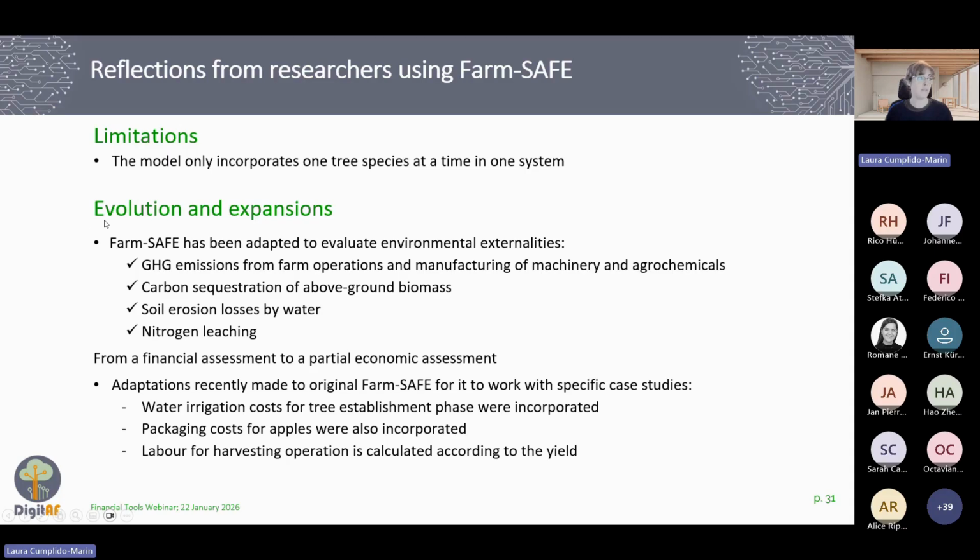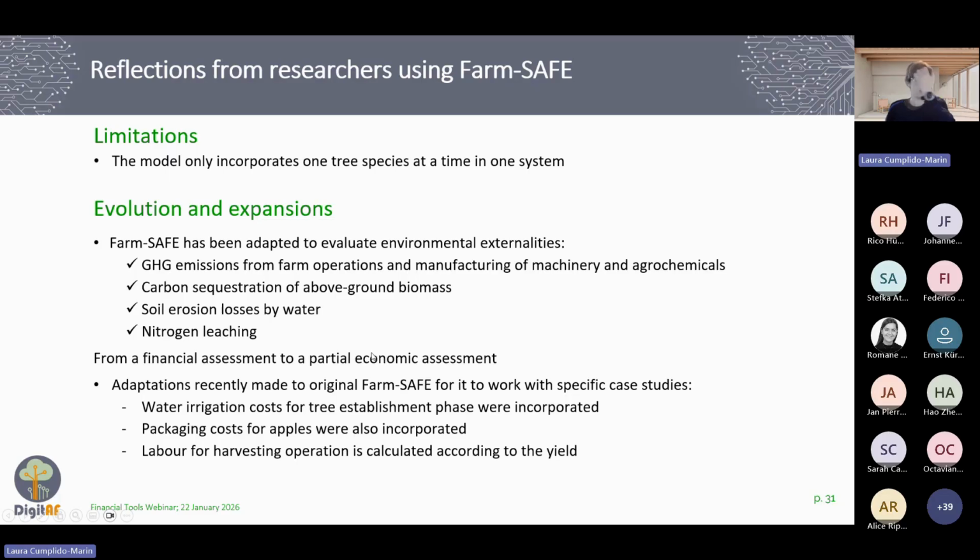And in terms of the evolution of FarmSafe and its expansions, because my colleagues have been working on it for so many years, FarmSafe has been adapted to evaluate environmental externalities, among them greenhouse gas emissions for farm operations and manufacturing of machinery and agrochemicals, carbon sequestration for above ground biomass, soil erosion losses by water, and nitrogen leaching. So by doing so, the model has become a partial economic assessment. It was originally a pure financial assessment, but it's now a partial economic assessment.